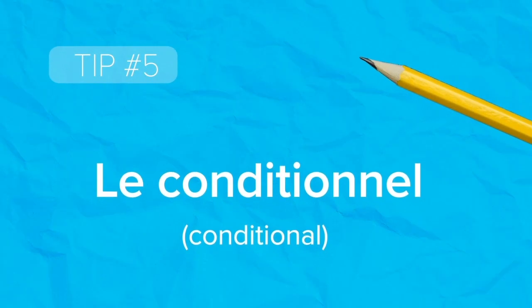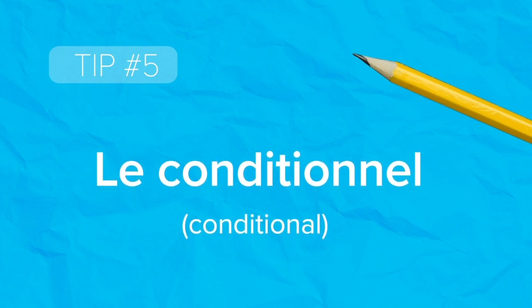Le conditionnel, the conditional. The conditional is used to refer to hypothetical events, and it's also useful for making polite requests. I like to think of it as the would, could, should tense. For example, the verb aimer is especially useful for polite requests because you can use it to say I would like. I actually like the conditionnel a lot because the stem for the verb is just the infinitive of the verb itself. So aimer is just aimer.